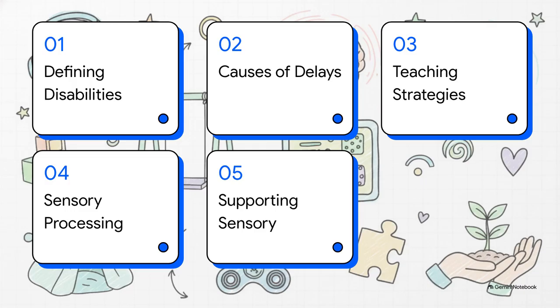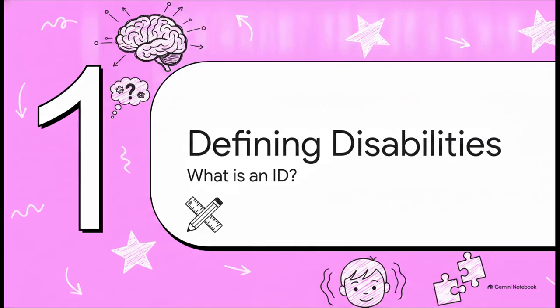So let's get into it. Today, we're going to use a really simple what, why, and how framework to navigate our 5 key areas. We will cover defining intellectual disabilities, causes of intellectual delays, teaching and learning strategies, sensory processing disorders, and finally, supporting sensory needs. Okay, let's hit the road. Section 1. Defining intellectual disabilities.